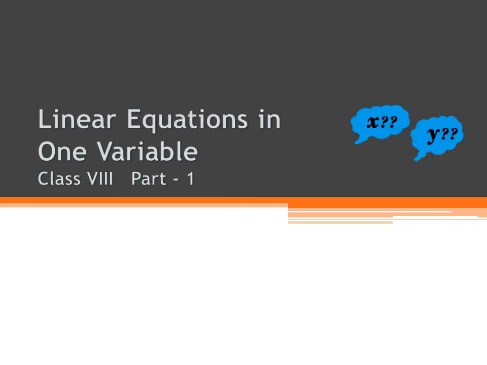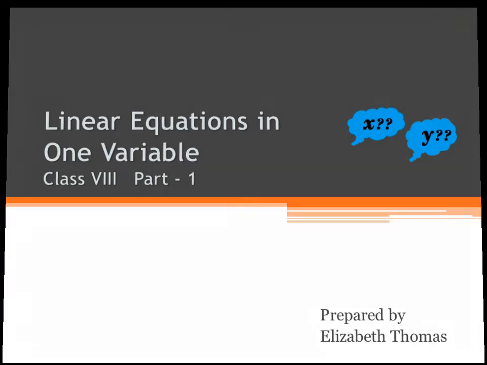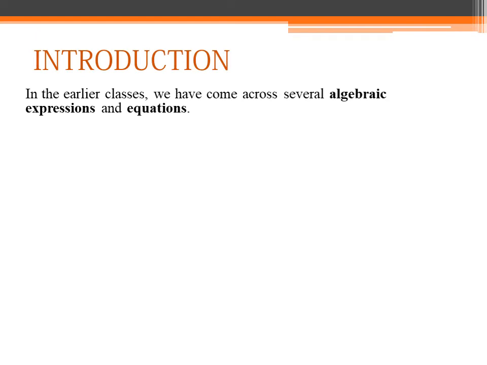Today, let us start the new chapter, Linear Equation in One Variable. In earlier classes, we have learned about algebraic expressions and equations. What do you mean by algebraic expressions? It is a combination of variables and constants by using the four mathematical operations. Some of the examples of algebraic expressions are shown here.